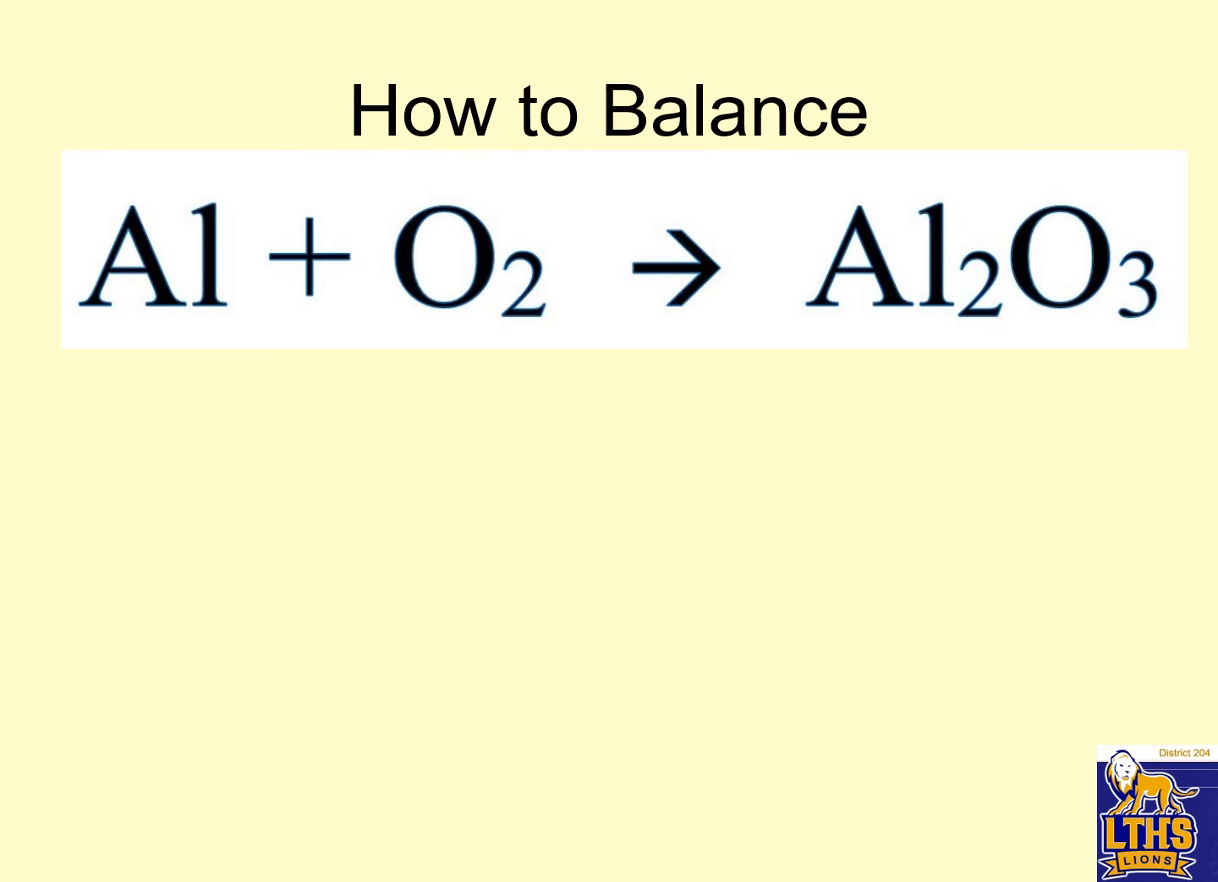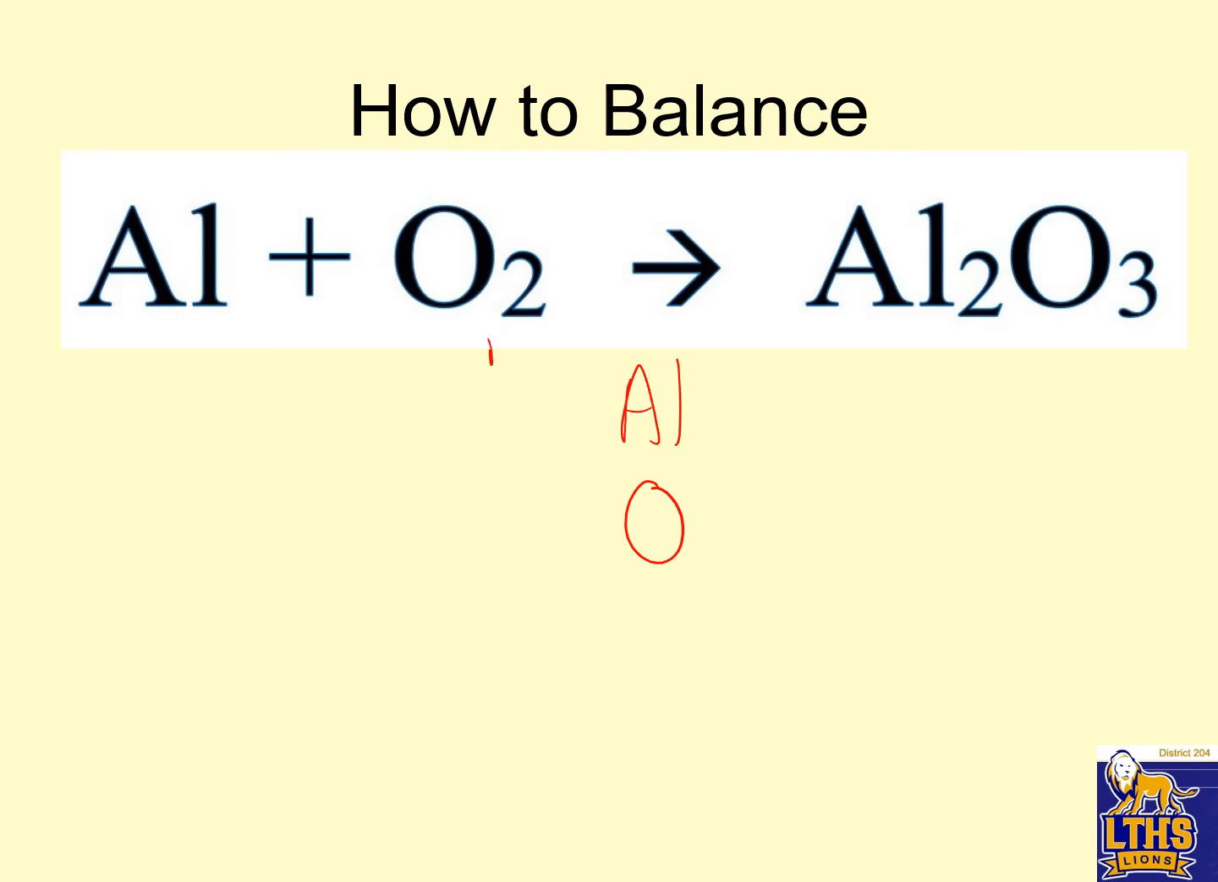So how do you balance an equation? Well, you have to be able to find those atoms. So the identity is aluminum and oxygen, and it makes aluminum oxide. Okay, so I like to list the substances that are involved. Aluminum and oxygen are involved. Okay, and I like to count.